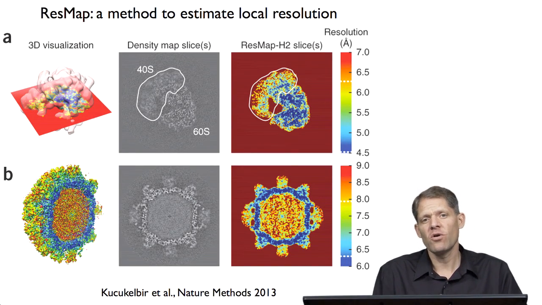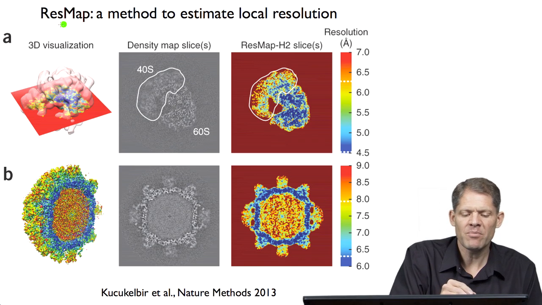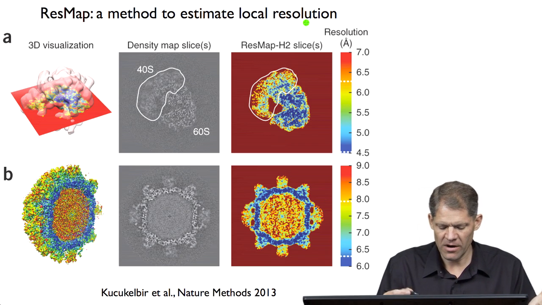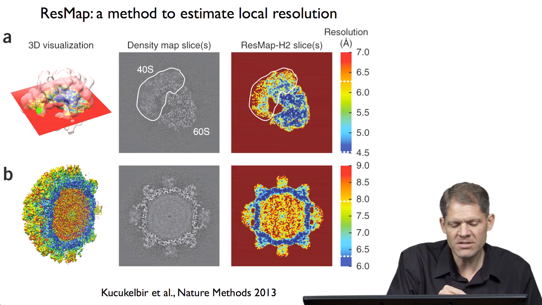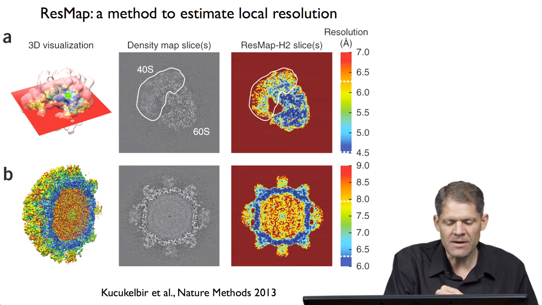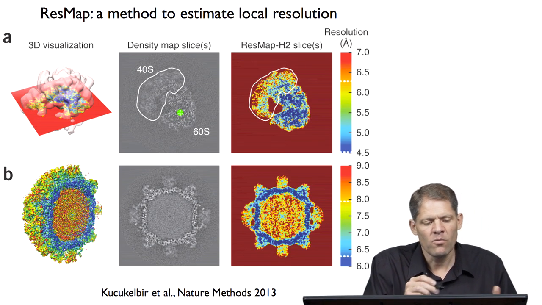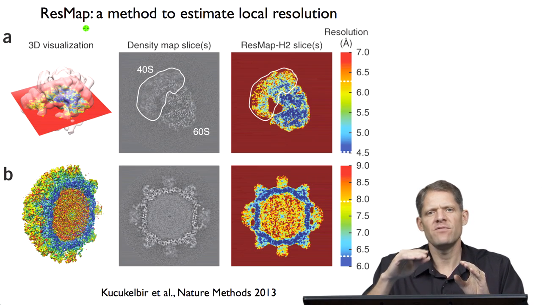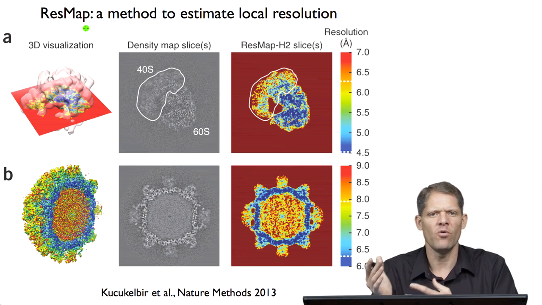Now, while the Fourier shell correlation gives an estimate of the global resolution of the entire reconstruction, ResMap is a method to estimate local resolution within a reconstruction. So here, in this figure from the paper describing ResMap, is shown a single particle reconstruction in 3D, and then here is a slice through that reconstruction. It's of a ribosome with a 40S and a 60S component. And then ResMap looks at each pixel and asks the question, what is the most rapidly varying wave passing through this pixel whose signal is above the noise?